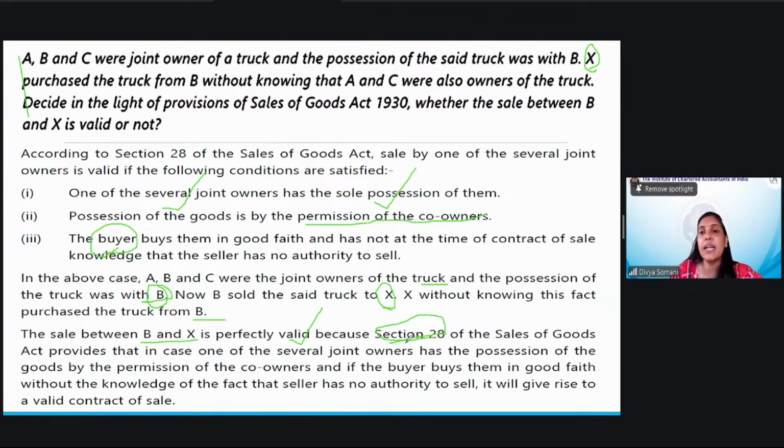Otherwise, you can just mention that it is one of the exceptions of the original rule or the general rule. And it provides that in the case of several joint owners, if one of them has the sole possession with the permission of the co-owners, and he sells the goods to another, and the buyer is totally unaware and is acting in good faith, the ownership will pass on. So that is how you have to answer in the examination also.